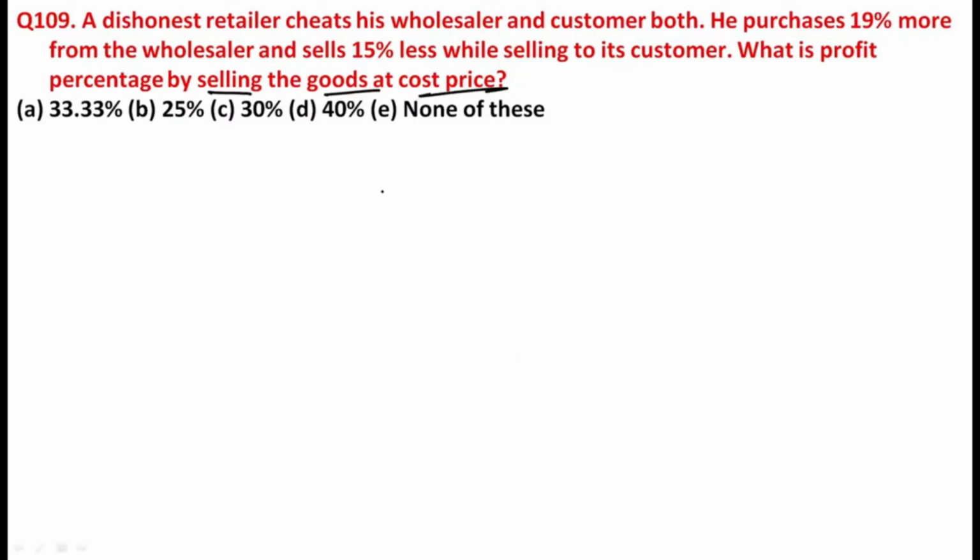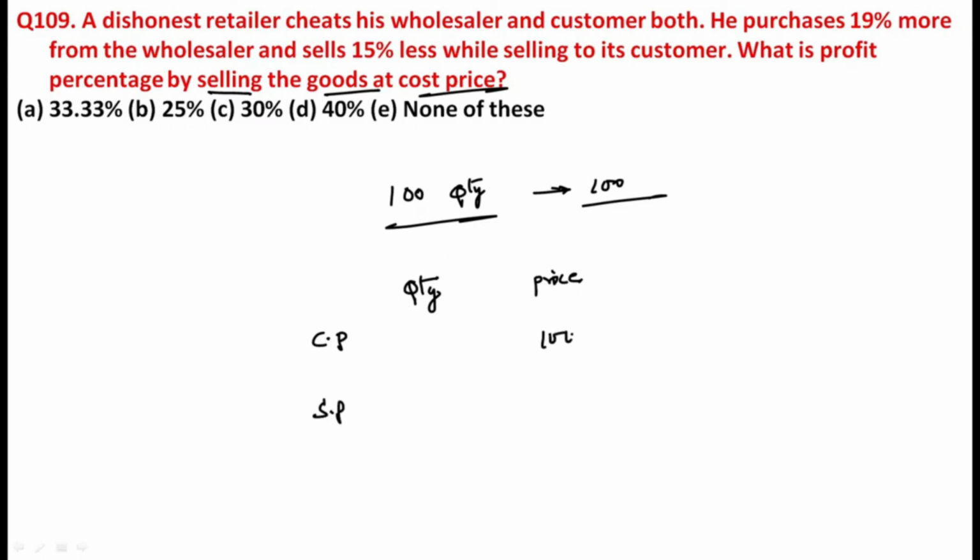It means, for example, they need to purchase 100 quantities for 100 rupees. The first important thing: here you need to take quantity, and now you just consider the prices, here the cost price, here the selling price. And there is clear information: the quantities they are selling at a cost price means the cost price is exactly equal to the selling price.